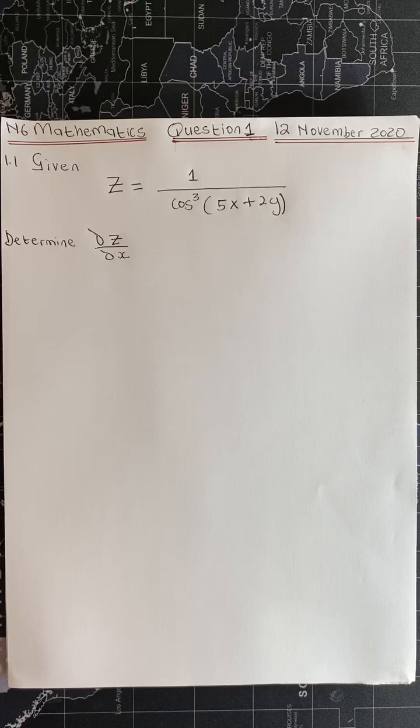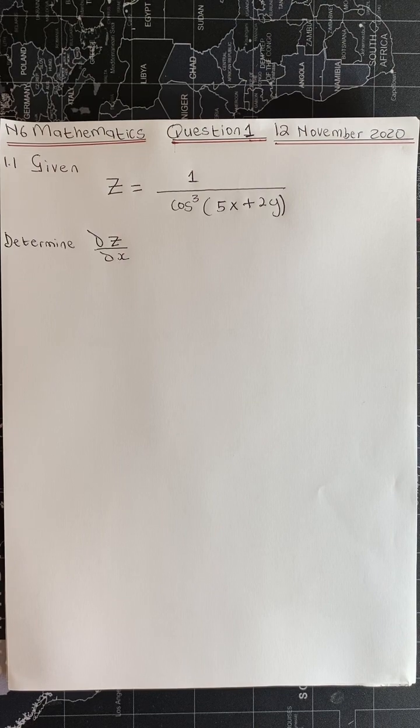Hello guys, my name is Bino, and in this video we'll be focusing on question 1 from the November 12, 2020 N6 mathematics question paper. Question 1.1: we are given the partial function z is equal to 1 over cos cubed of 5x plus 2y, and we are told to determine the partial derivative of z with respect to x.